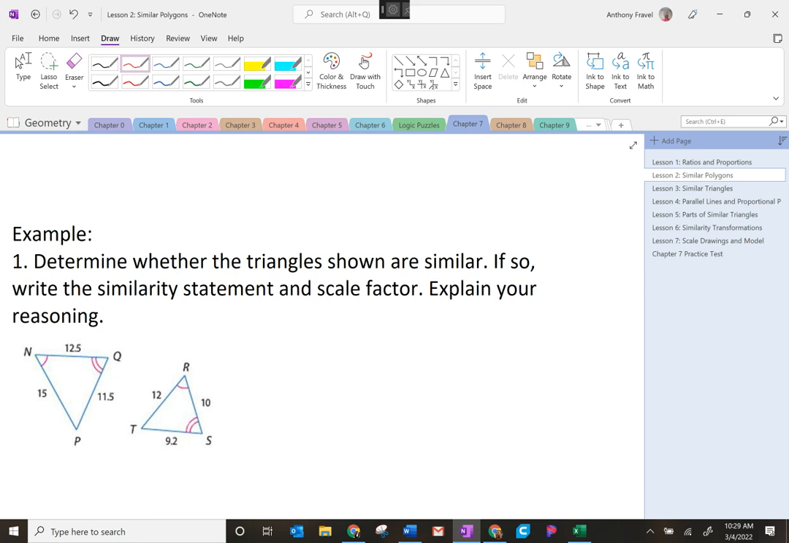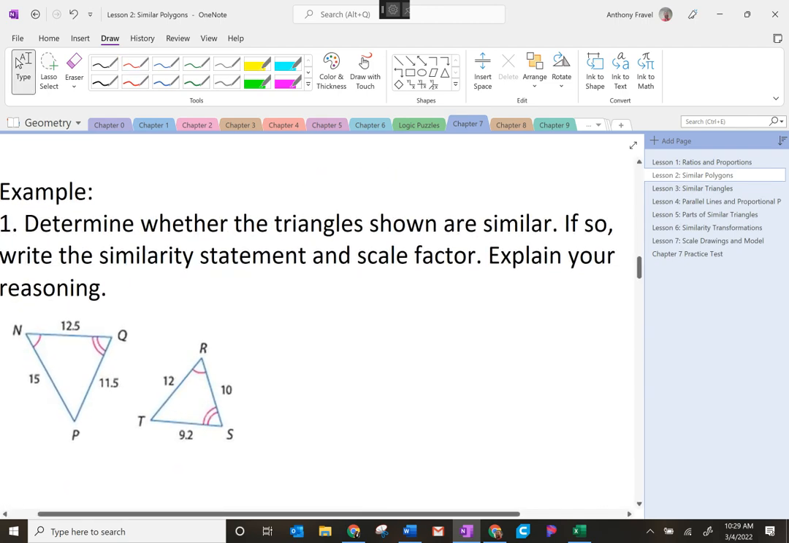I first have to figure out if they're going to be similar. So I need to figure out with these shapes which sides are going to match up with each other. If you want to write it down, go ahead and write it. I'll start talking it through in about 45 seconds or so.